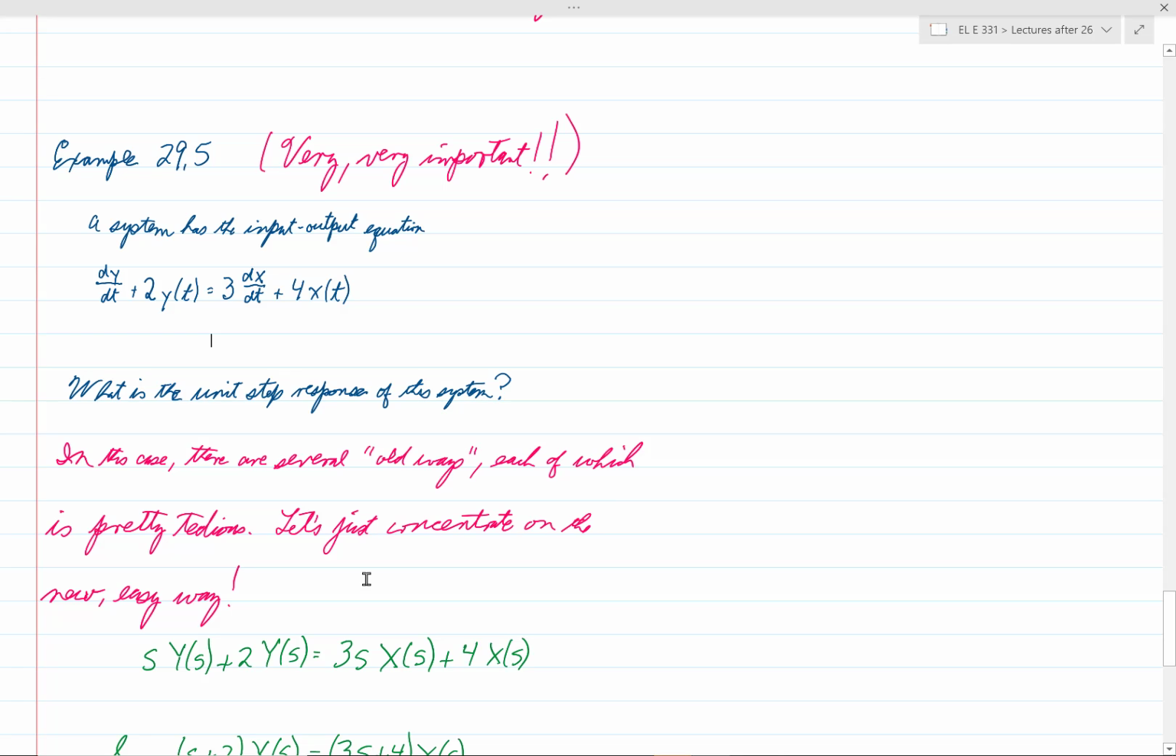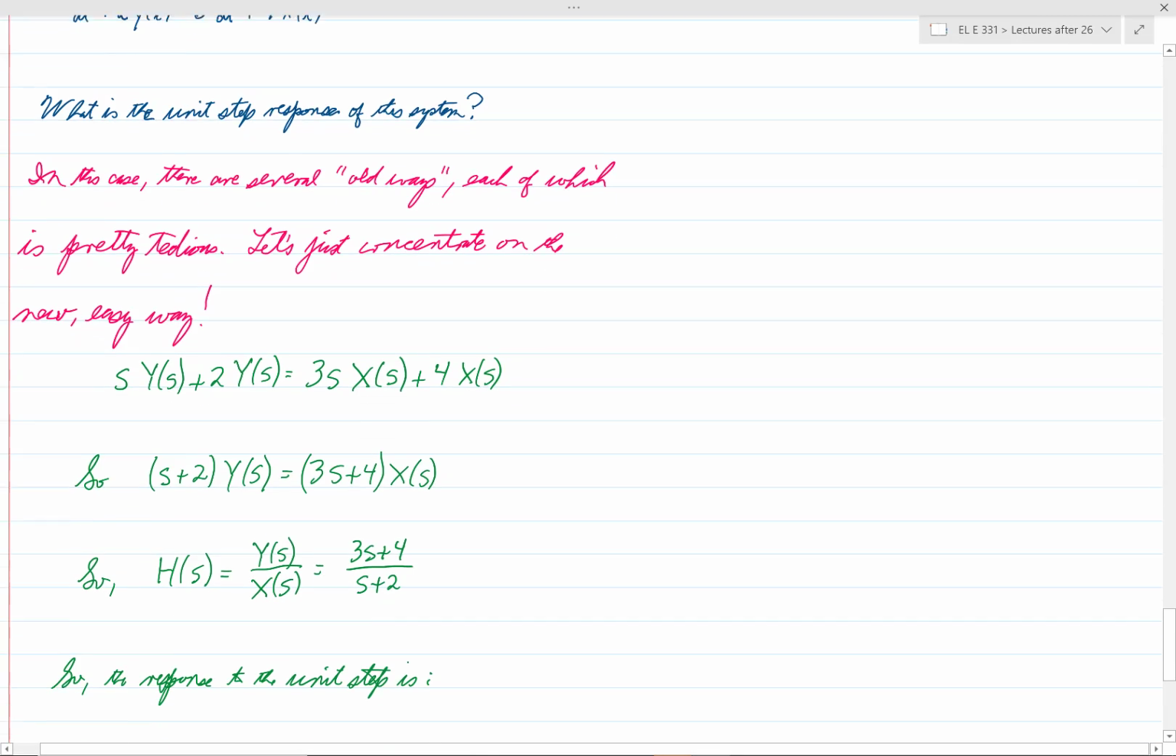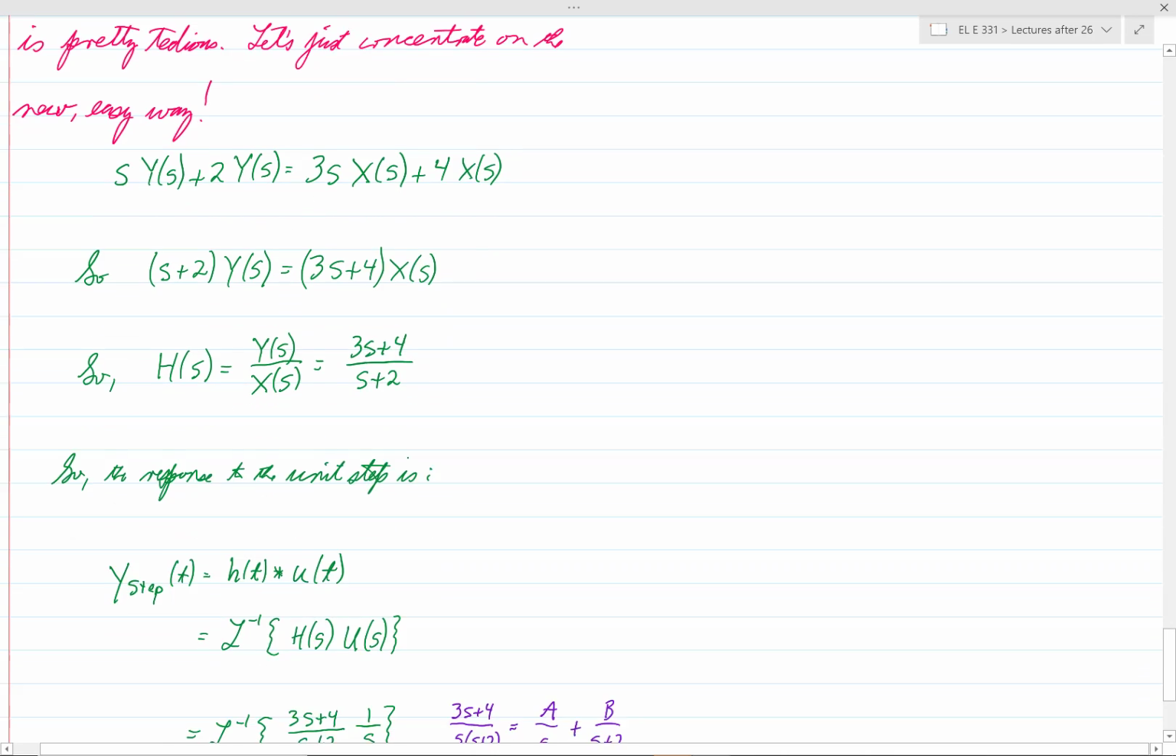So what we're going to do is take the Laplace transform of both sides of this equation, and we get sY(s) plus 2Y(s) is 3sX(s) plus 4X(s). If we group everything together, on the left-hand side we have (s plus 2) times Y(s), and on the right-hand side (3s plus 4) times X(s). And therefore H(s), the transfer function of the system, which is equal to Y(s) divided by X(s), is just (3s plus 4) over (s plus 2). That's the transfer function of this system.